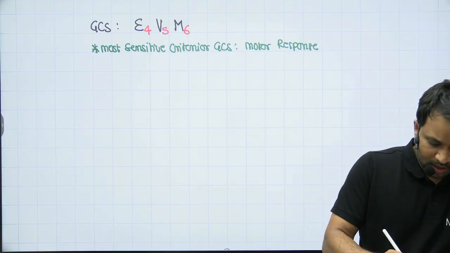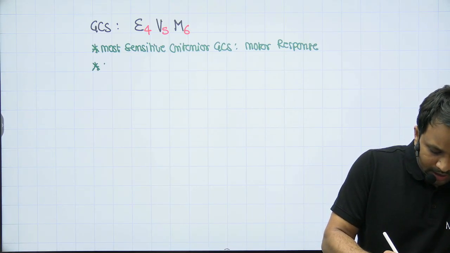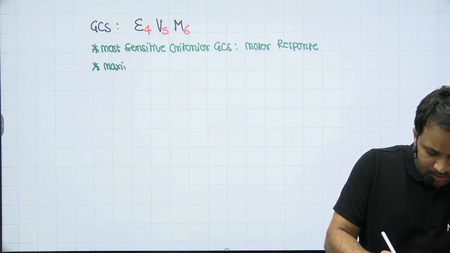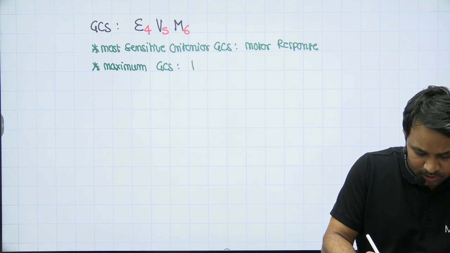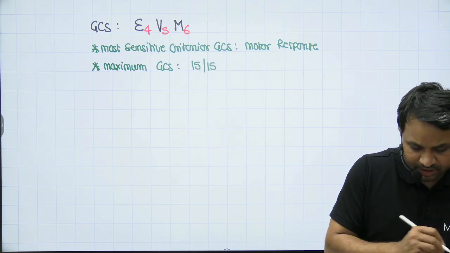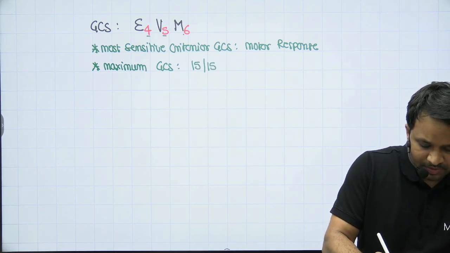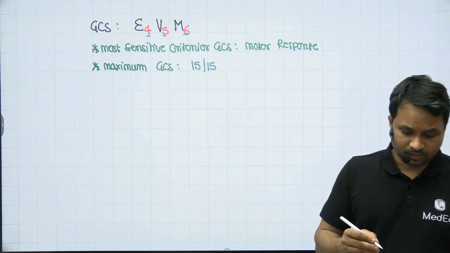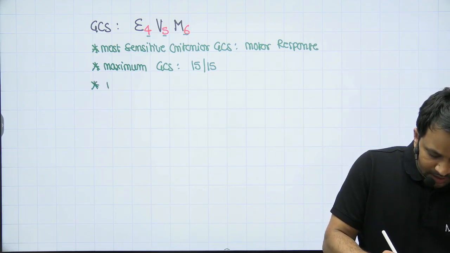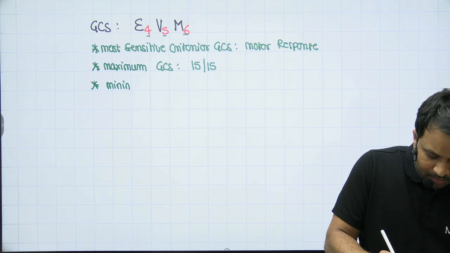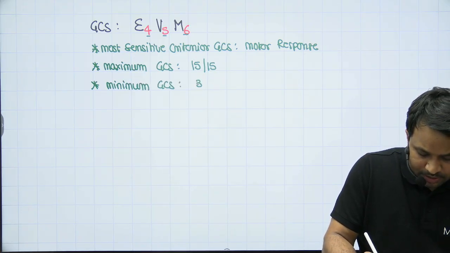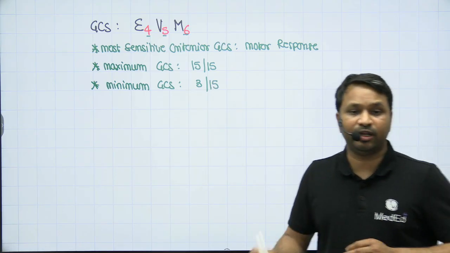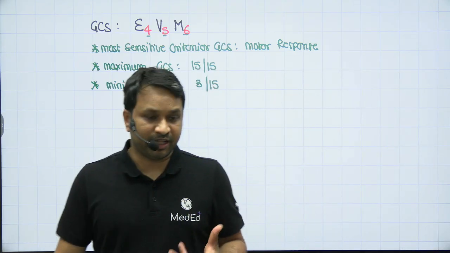The most sensitive criteria is going to be your motor response. Now, if they ask you what is the maximum GCS score that is possible, it is going to be 15 by 15. That is E4, V5, M6. When you add up, you'll get a score of 15, right? If they ask you what is the minimum GCS score possible, we have already looked at it. It is going to be 3 by 15, right?